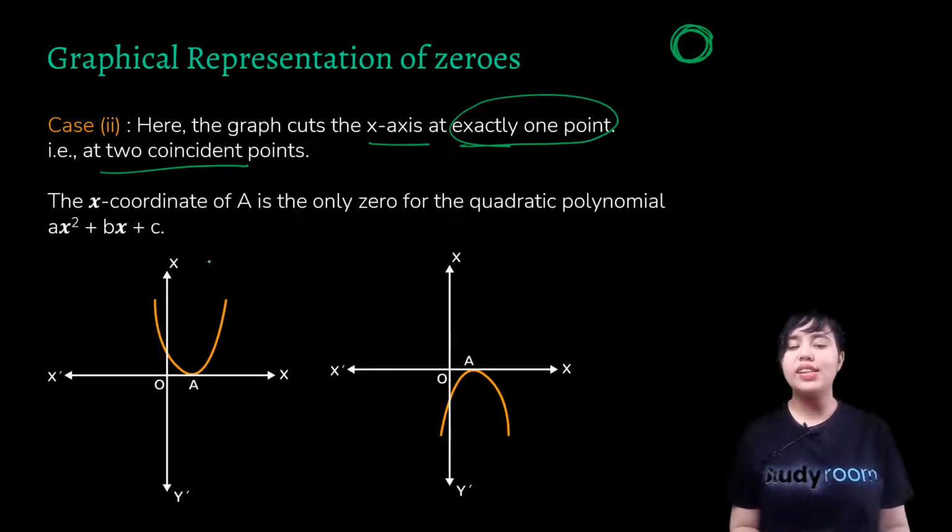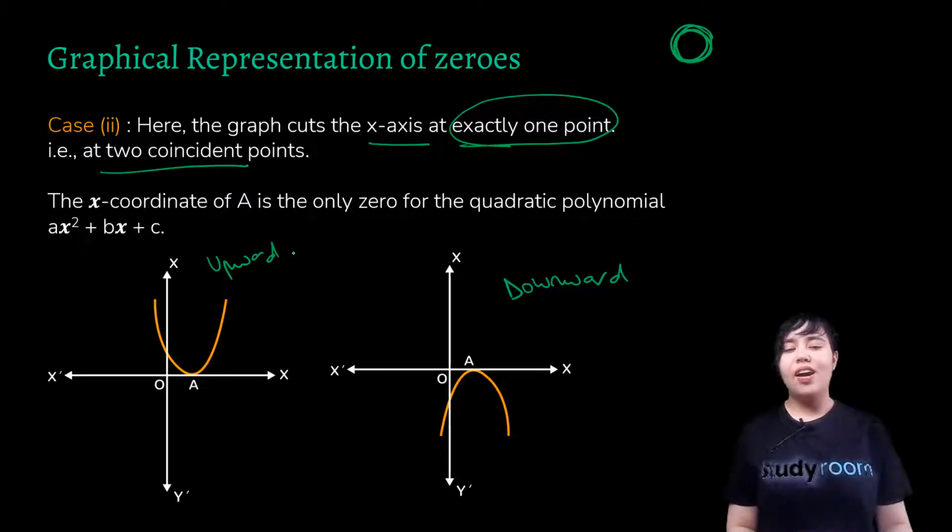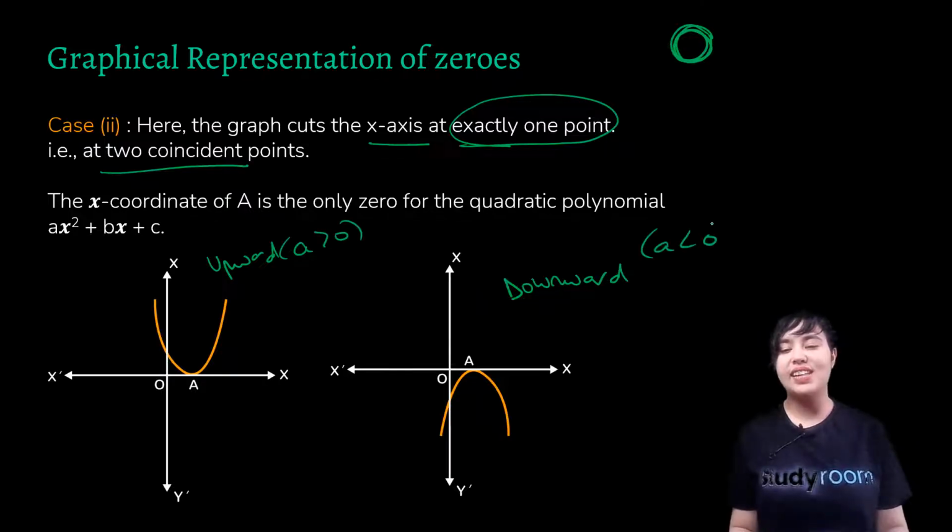Here again, this is an upward parabola. It opens upwards, and this is a downward parabola opening downwards. A quick check: the upward parabola gave me which value of a? Greater than 0, and for downward we had a less than 0. That's just some general knowledge. So here, which are the points where the curve is intersecting your x-axis? A and A. We see only one point, but there are actually 2 points which are coinciding with one another.